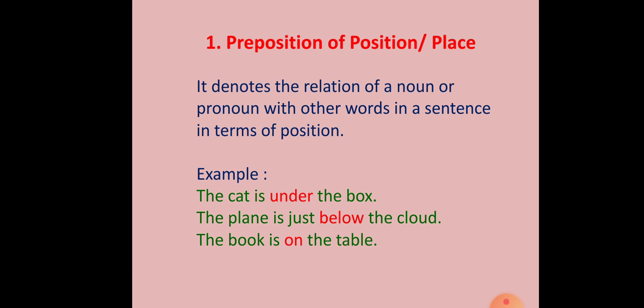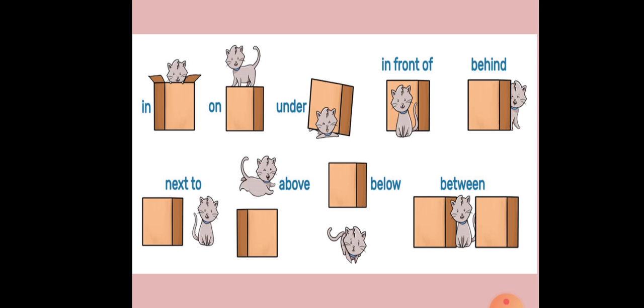The next sentence is: the book is on the table. Here on is a preposition which is showing the relation of the table with the book. Let's move on. In this slide you can see there are different prepositions and you can see the places: in, on, under, in front of, behind, next to, above, below, and between. So these are the words and positions which we can use as prepositions.